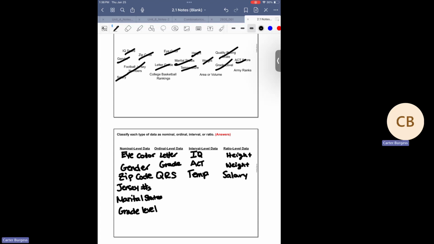Ordinal. The difference between this and grade level is that while being a first grader versus being a second grader, there isn't necessarily value there. There is value in being first pick versus being second pick, or being ranked number 1 versus being ranked number 2. Very good. Area and volume, I would say ratio. Having an area of 0 means that we have nothing. And then army ranks would be ordinal.